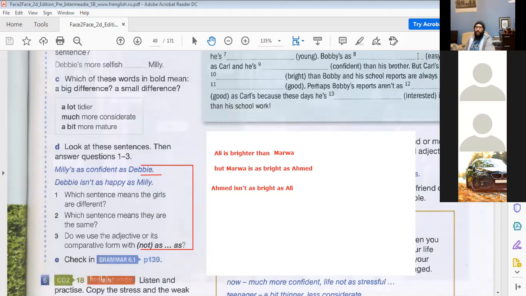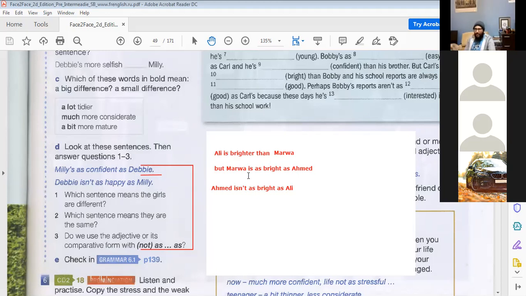So Ali is brighter than Marwa, but Marwa is as bright as Ahmed, and Ahmed isn't as bright as Ali. So who's the brightest student in the group? Ali. Correct. Ali is the brightest, okay. And who is the least bright of the group? Ahmed. But Ahmed is as bright as Marwa. They're the same. The same, yes. Both of them are not very bright compared to Ali, right?